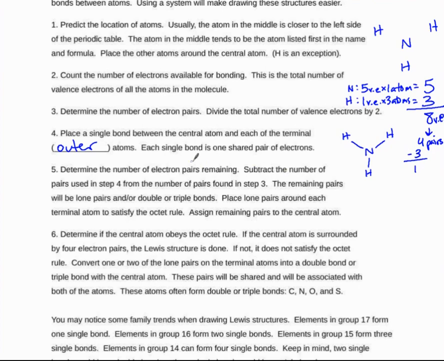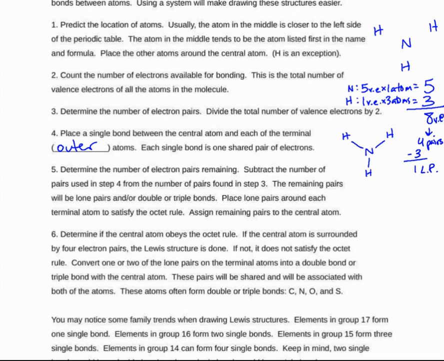And this is step 5. So determine the number of electron pairs remaining. Subtract the number of pairs used in step 4, that was these ones, from the pairs found in step 3, that was these ones. The remaining pairs will be lone pairs or possibly double or triple bonds. Depends on the molecule. In this case, these are going to be lone pairs.